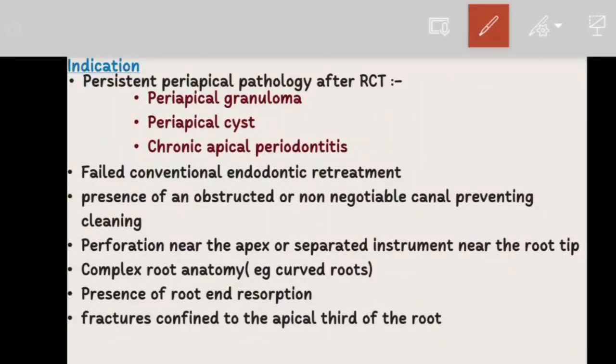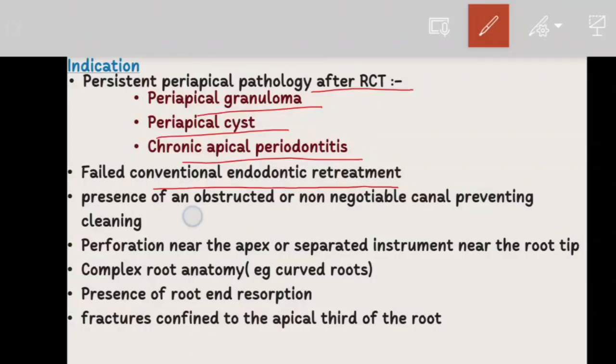Now the indications, which are very important for the exam. The first one is persistent periapical pathology after the RCT. These include periapical granuloma, periapical cyst and chronic apical periodontitis. Means even after RCT, infection at the root tip remains. The next one is failed conventional endodontic retreatment. So if re-RCT does not solve the problem, then we do apicoectomy.